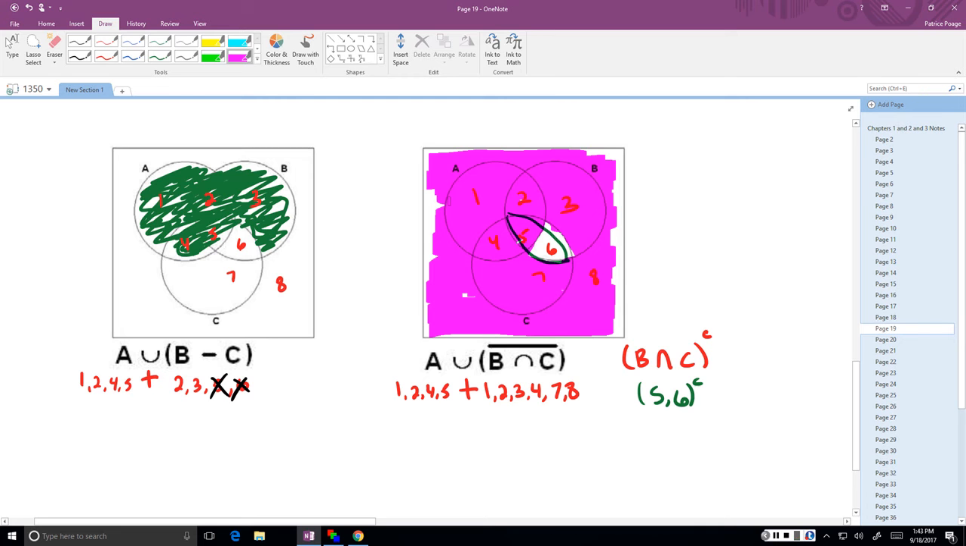Yay, coloring is fun. Just don't think of it as math homework. Think of it as therapeutic coloring.